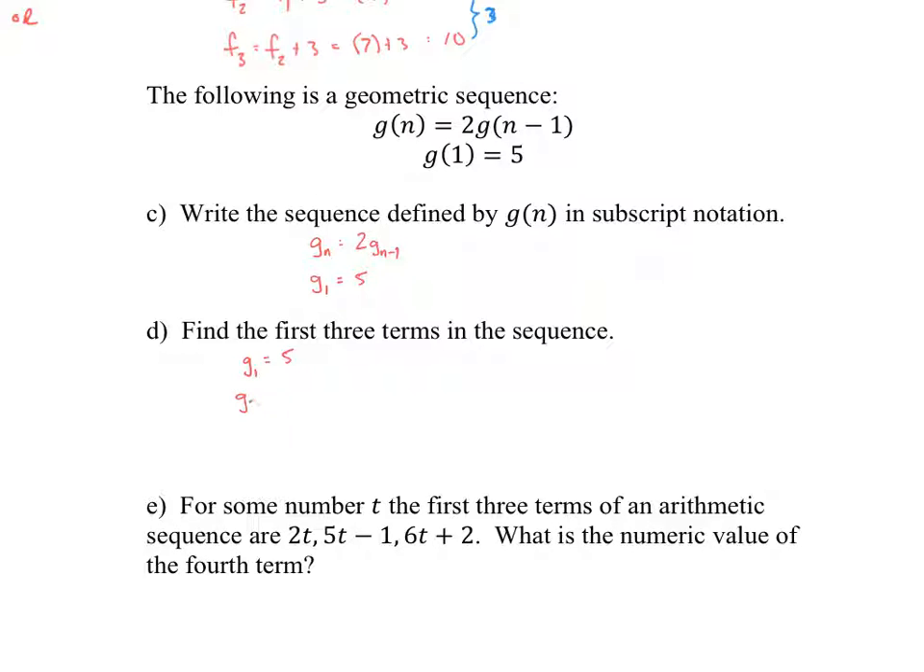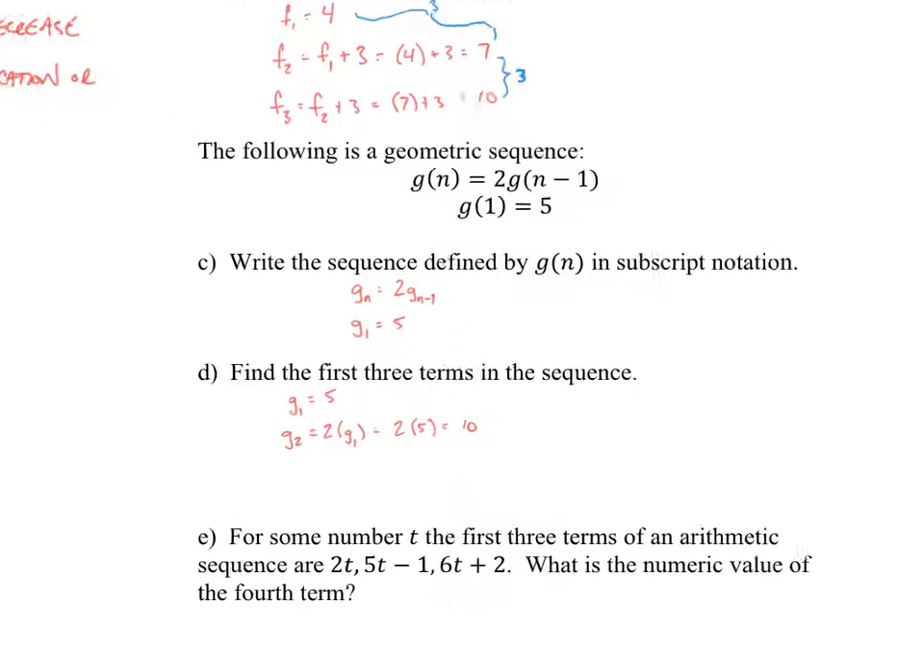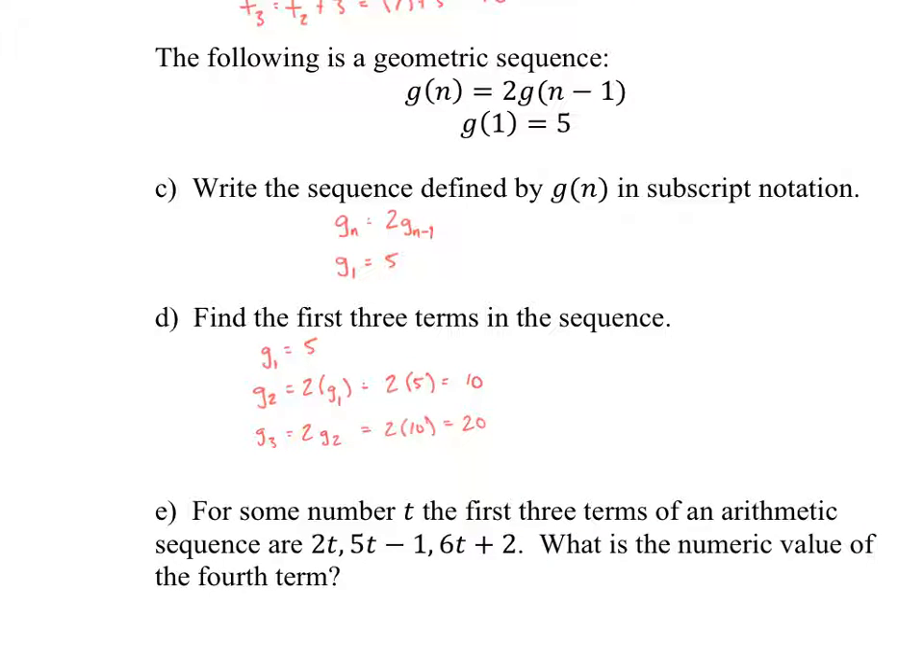To find the second term, because we're dealing with a recursive sequence here, we have to have the term before it. So I'm going to do 2 times whatever my first term is. And my first term is 5. So my second term in the sequence is 10. To find the third term, again, I need the term before it, which is 10. So my third term is 20. So what you'll notice now is instead of these all increasing by the same amount, that amount is going up every time because it's a geometric sequence, so the common difference is not the same.